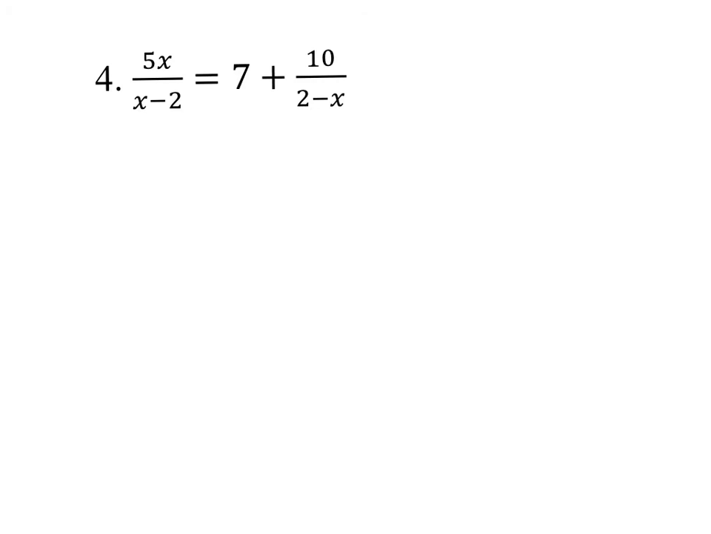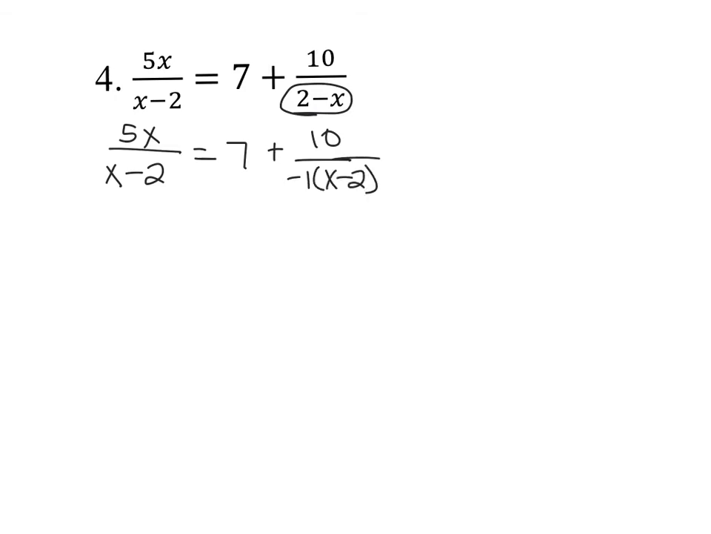Number 4 is not a proportion, so I cannot cross multiply. So the first thing I notice is that this is backwards. So to correct that, I'm just going to take out a negative 1 and fix it. So now the negative 1 is on the top, so I'm actually going to erase it and put it on the top, which will just mean the numerator is now negative 10.